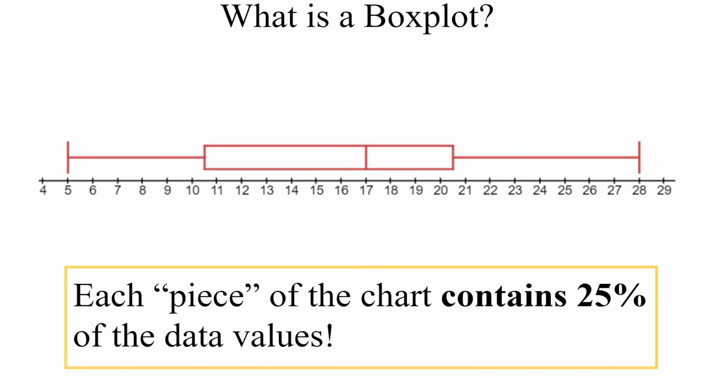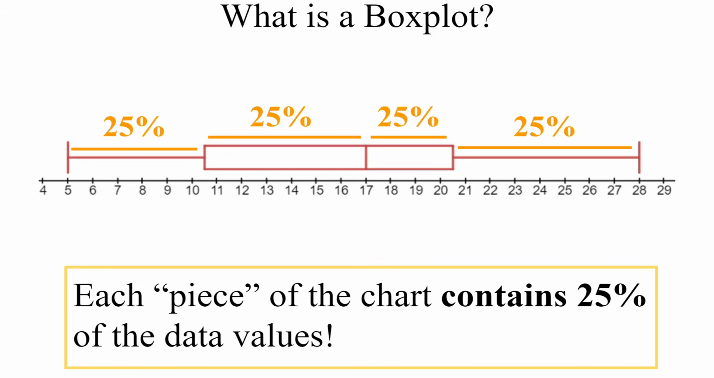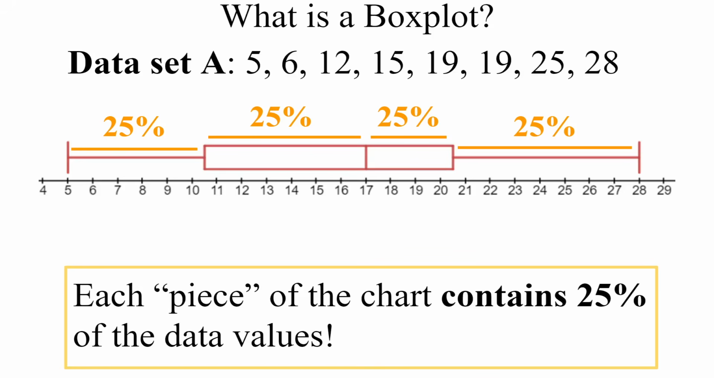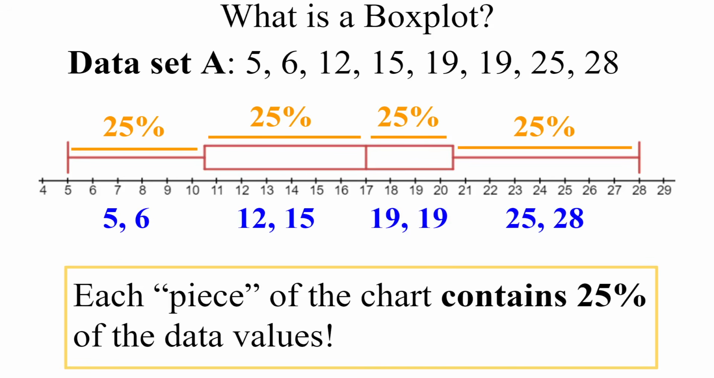Okay, so the other thing you might want to know about this is that each piece of the chart contains 25% of the data values. So let's look at this example. Do you see, if I put the numbers in those chunks of the chart, there's 8 numbers, and there's 2 in each section. Well, 2 divided by 8, that's 25%. So you see, each of these pieces does contain 25%.